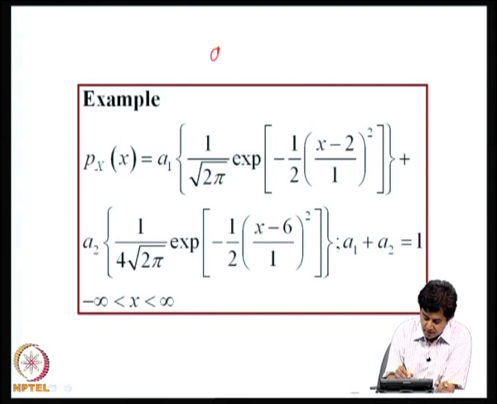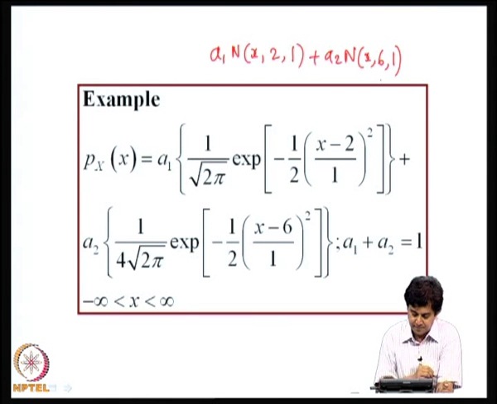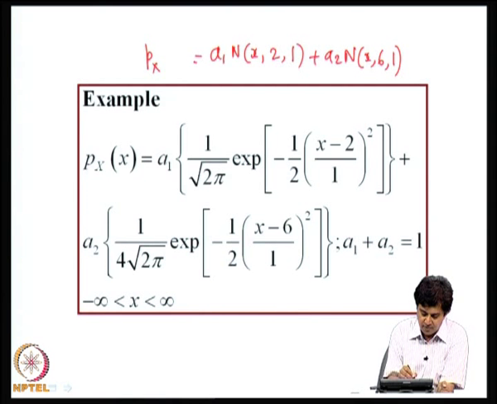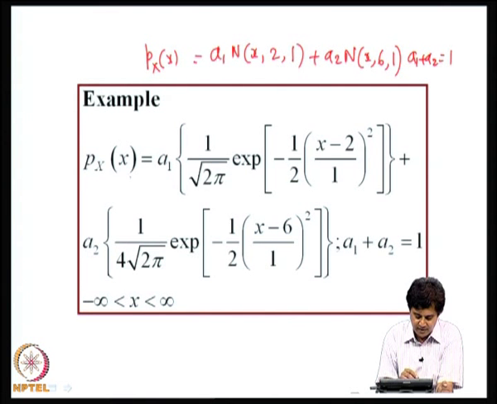Another example, if you want to draw random numbers from a PDF which is made up of, say two, this is A1 normal PDF x with mean 2 and standard deviation 1 plus A2 normal x again with mean 6 and 1. This is my p_X(x), where A1 plus A2 is 1. You can easily see that inverting this for finding x is quite difficult. You can find out P_X(x) in terms of the normal probability distribution function, but that itself is not very easy to invert. So, how do we proceed?